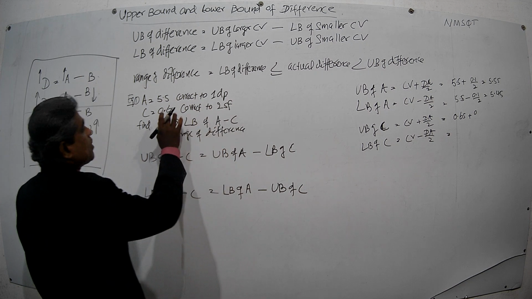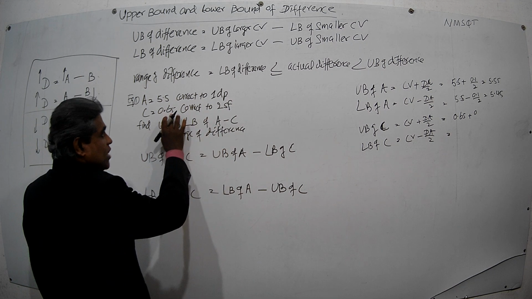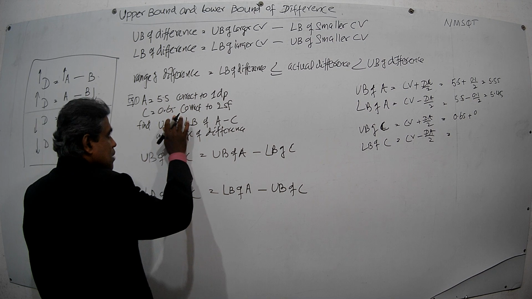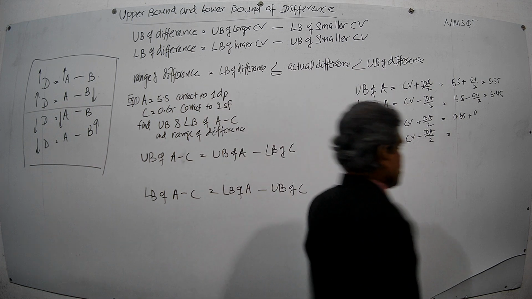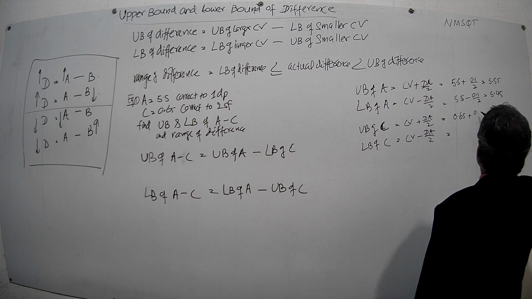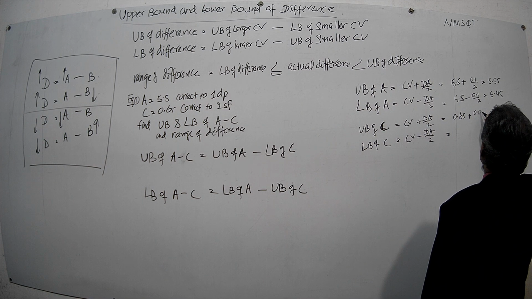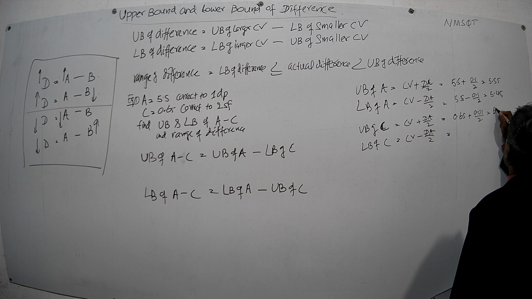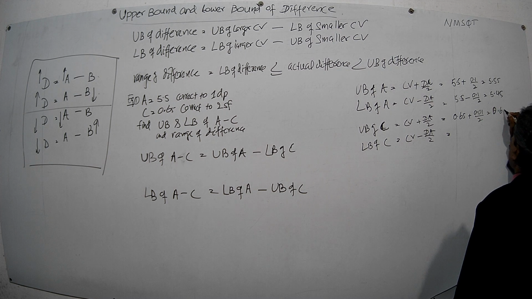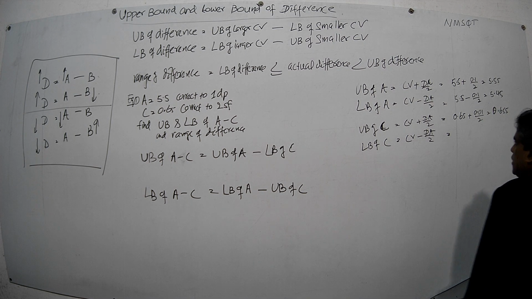Right now, see here. Correct to two significant figures. The second significant figure 5 is in the second decimal place, which means 0.01 is the degree of accuracy. 0.01 divided by 2. Right, then what is the answer? It will be 0.655. Right, okay. Now next one.